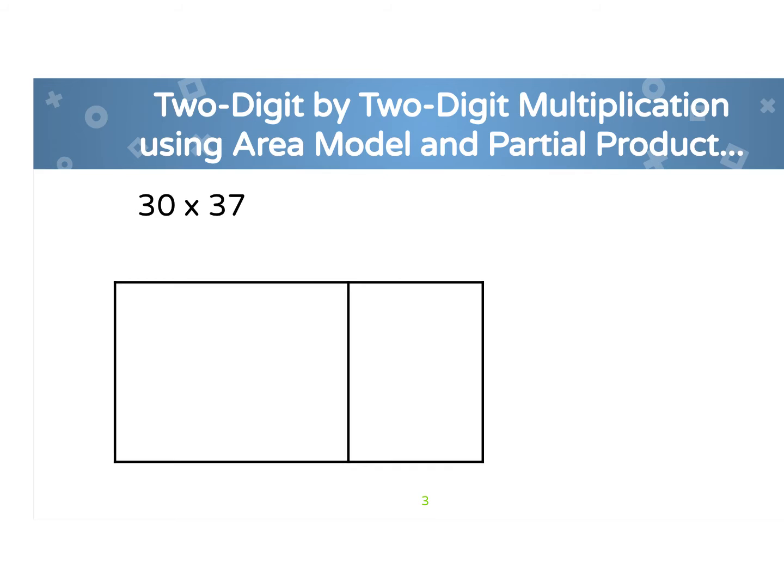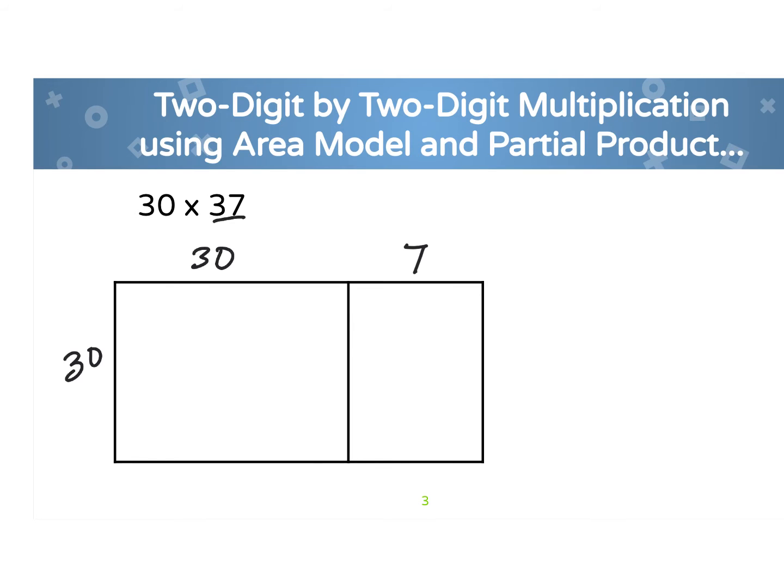We're going to take a look at this two-digit by two-digit math problem, and we're going to show the area model and the partial product. Now, partial product is part of the product. Remember, we did that back at the beginning of this unit. So I'm going to break apart 37. So we have 30 here in our area model and 7 over here.